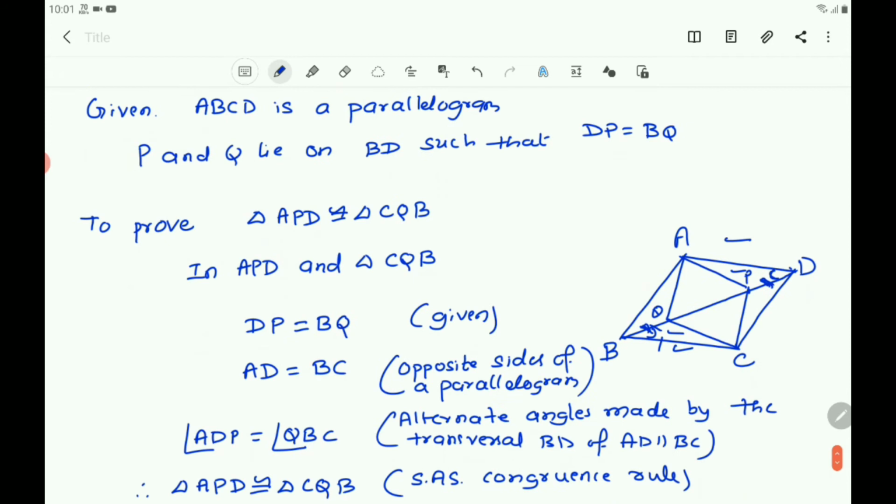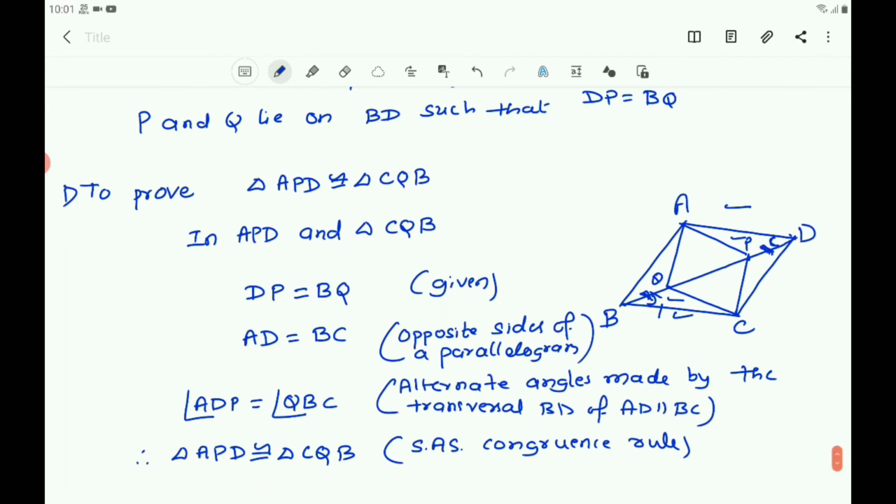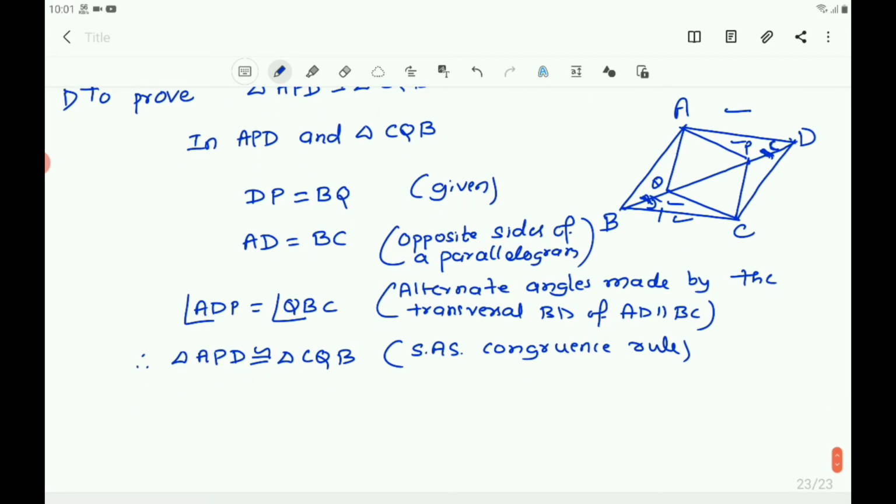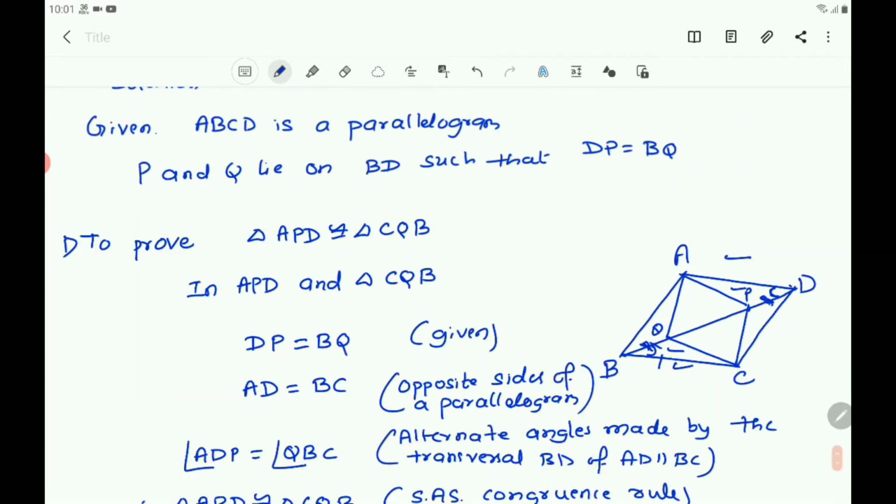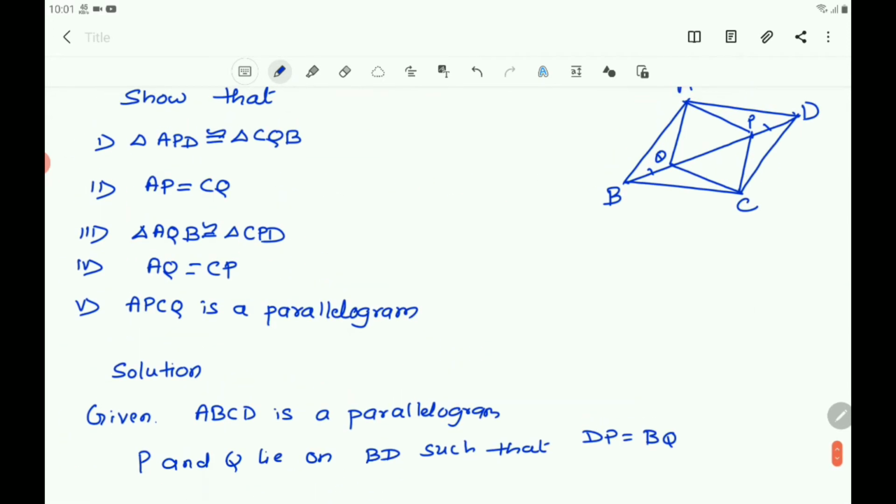This is the first one. Here triangle APD is congruent to triangle CQB. You proved this. The second one, what you have to prove? AP equals CQ. In the figure you can observe here, AP and CQ are the corresponding sides of congruent triangles APD and CQB.